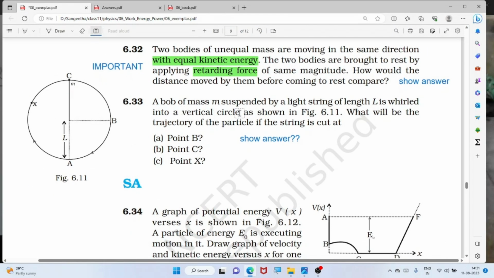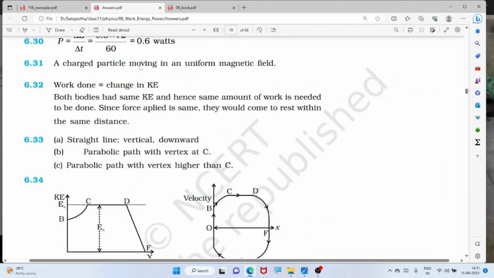A bob of mass m is attached to a light string of length L and moves in a vertical circle as shown below. What will be the trajectory of the bob when the string is cut at B, C and X? Straight line, parabolic, and these three paths.